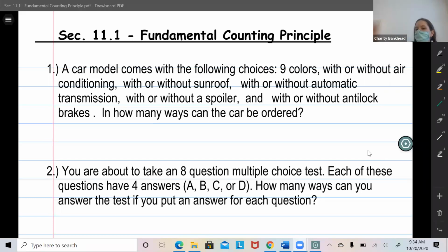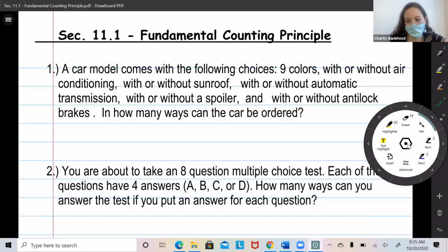All right, so basically today we're going to be talking about what we call counting techniques. A lot of questions like how many ways can this happen? How many different choices are there? How many different combinations are there? So in the first section, we're talking about the fundamental counting principle, which is often also referred to as the multiplication principle, because it basically just involves multiplying a bunch of numbers together.